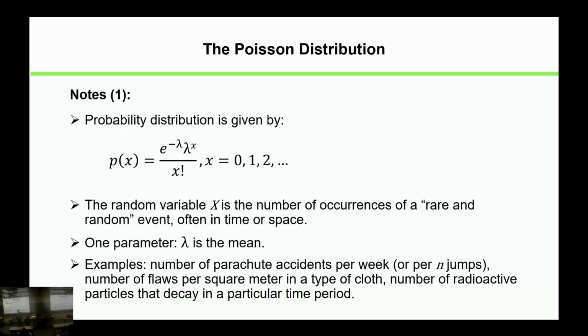And a very classic one, if you're involved with physics at all, is the number of radioactive particles that decay in a particular time period. So those are just 3 examples, and there are so many examples of the Poisson distribution being at least a very good model for the phenomena under study.